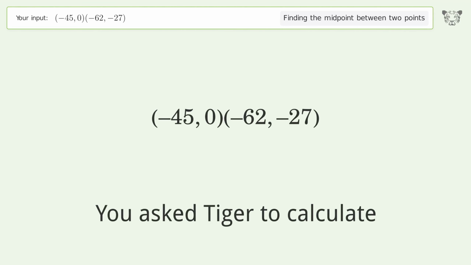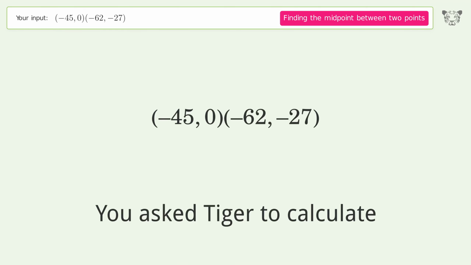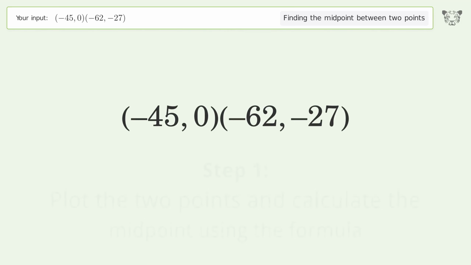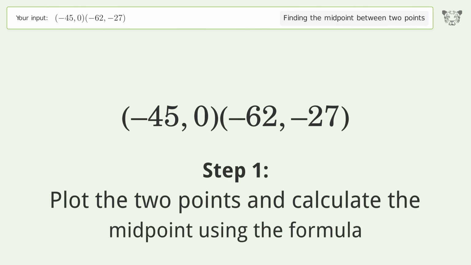You ask Tiger to calculate. This deals with finding the midpoint between 2 points. The midpoint between the 2 points is -53.5, -13.5. Let's solve it step by step. Plot the 2 points and calculate the midpoint using the formula.